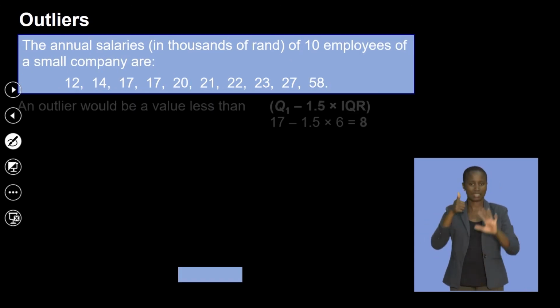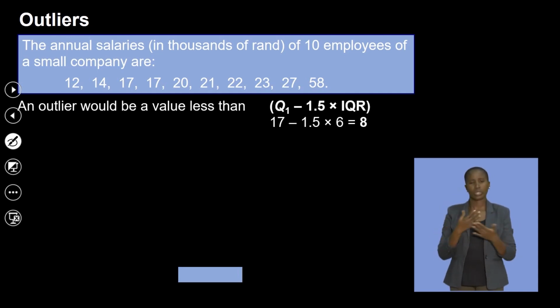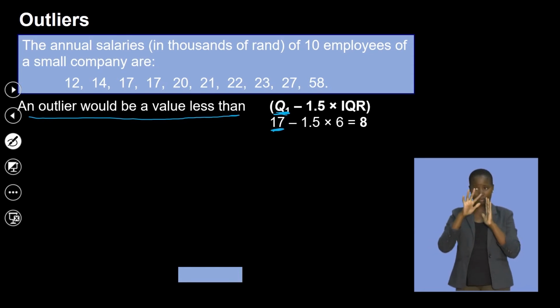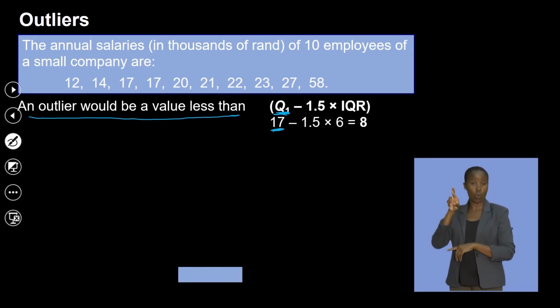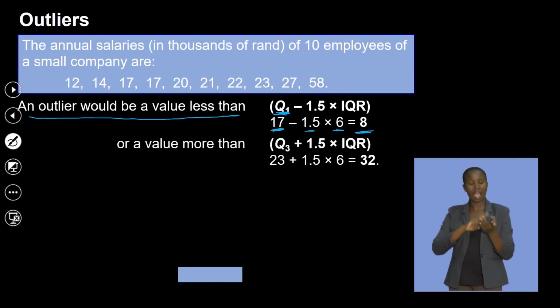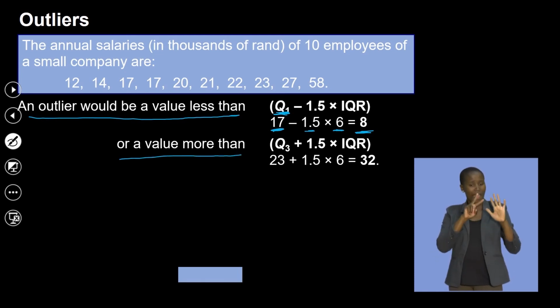And now let's see what we can do with this. So an outlier could be a value less than Q1 minus 1.5 times the interquartile range. Our Q1, lower quartile, is 17, minus 1.5 times the interquartile range, which is 6. If we put this in our calculator, we get 8. What does that mean? A value less than 8 is an outlier, or a value more than this value.